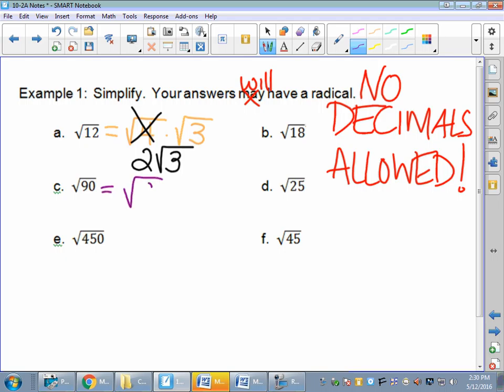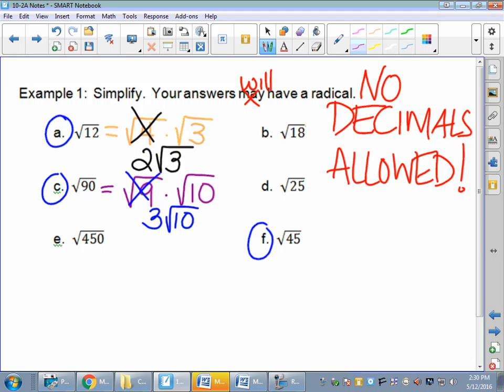And remember, my 9 times 10 both go underneath the square root sign. Which one of those two is the perfect square? 9 is. What's its square root? What do we do with the 10? Keep it underneath the square root, put it next to the 3, so our answer is 3 square roots of 10 for our final answer. 450 is a little large. Let's go over here to F.